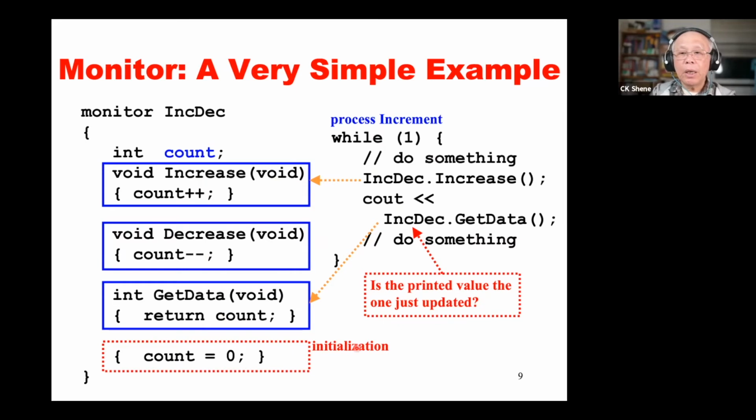So please answer my question. Is the printed value the one just updated? In other words, suppose the current value of count is 3. So I call increase here, making the counter value 4. Now I call get data. Is the returned value 4? Think about it. Please pause for a while. Answer this question. Is the printed value the one just updated?